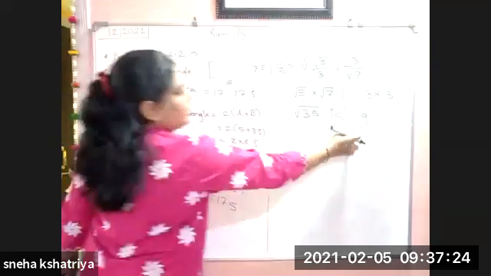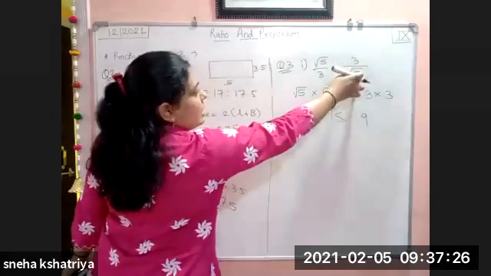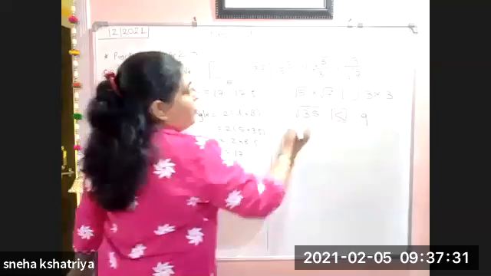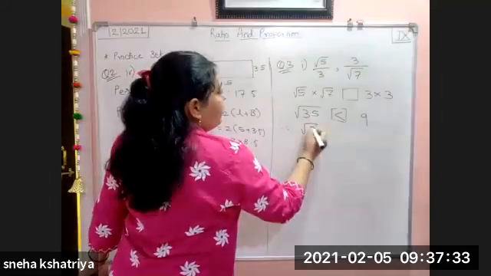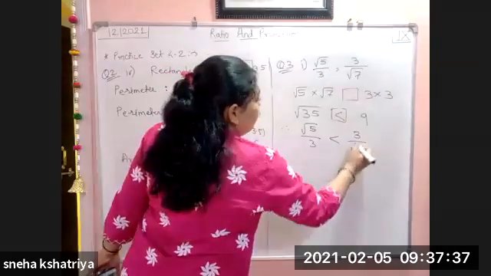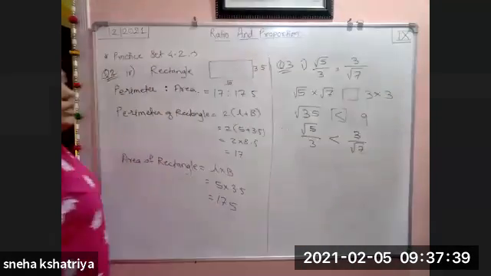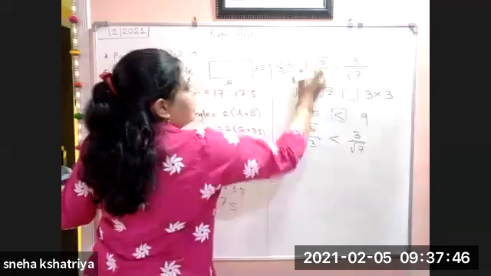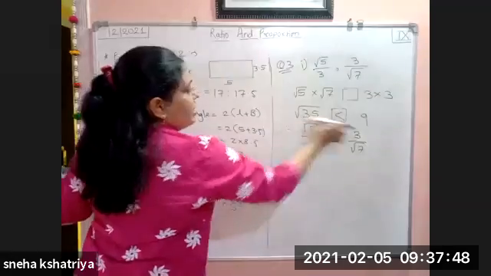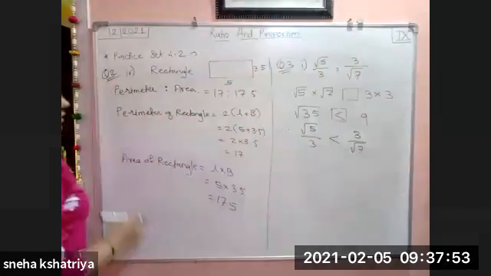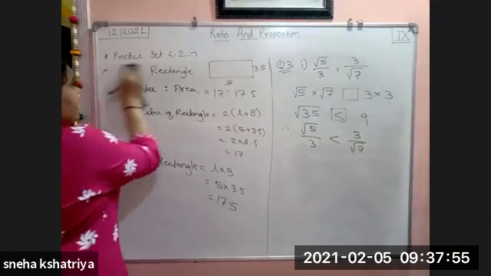So if 9 is greater, then the second ratio, the right side ratio, is greater. Therefore, we can write directly that root 5 divided by 3 is less than 3 upon root 7. What you have to do is just cross multiply and see which ratio is greater, either this or this. Very easy one it is.